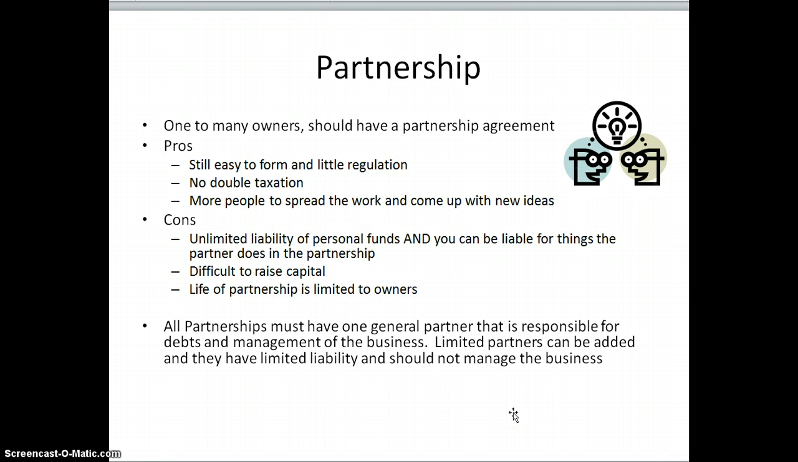Next, we have partnerships. You can have two to many owners and should have a partnership agreement. Pros: it's still easy to form and there's still little regulation. We don't have double taxation. The business is taxed through the partners' own personal income. And there's more people to spread the work through and come up with new ideas. If you and your partner work well together, where you are more detail oriented, the other person may be better at seeing the big picture.